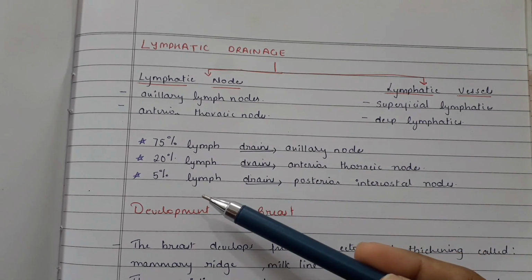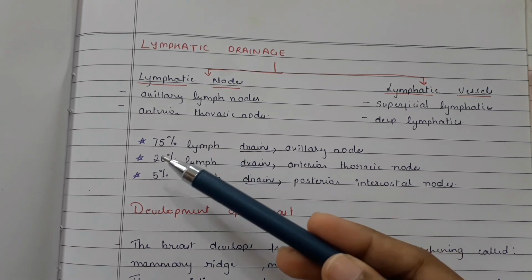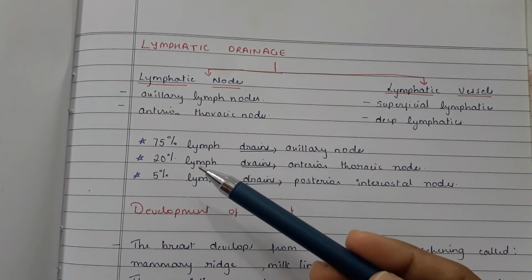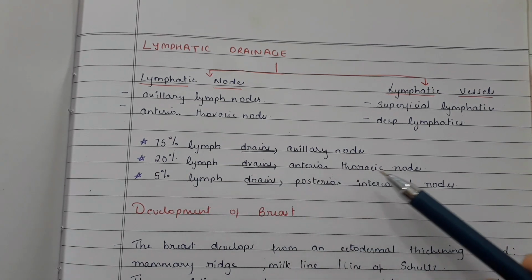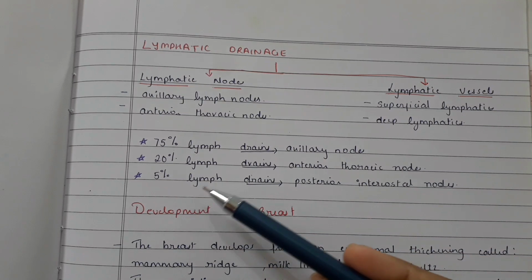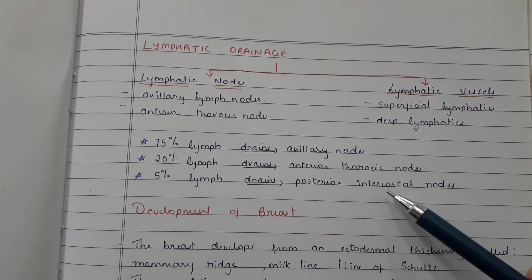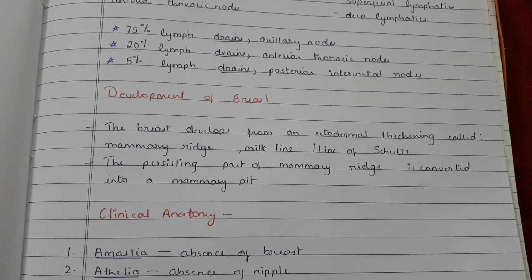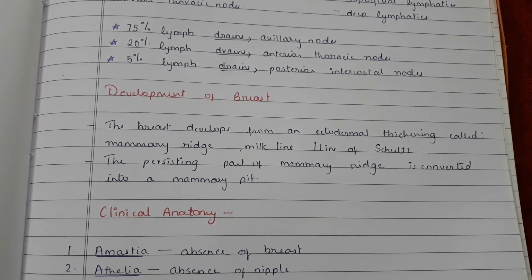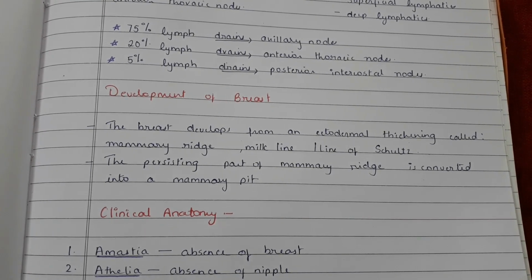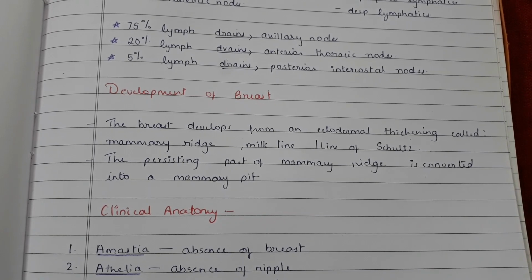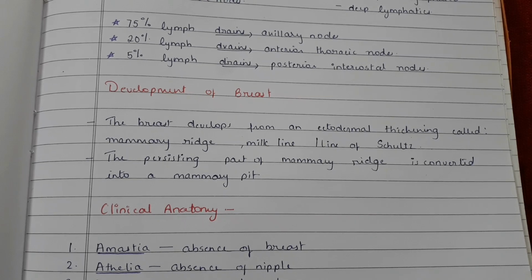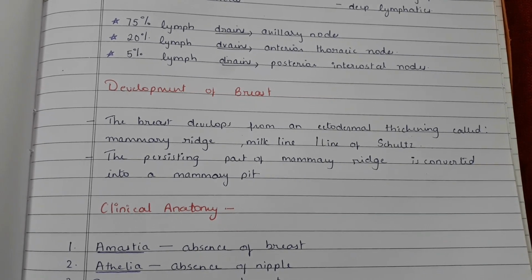Three important things to remember under lymphatic drainage is that 75% of the lymph drains into the axillary nodes, 20% of the lymph drains into the anterior thoracic nodes, and 5% of the lymph drains into the posterior intercostal nodes. Development of breast. The breast develops from an ectodermal thickening called the mammary ridge, milk line, or the line of Schultz. The persisting part of the mammary ridge is converted into a mammary pit.